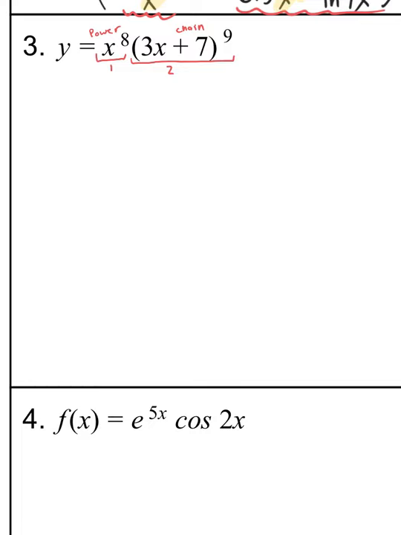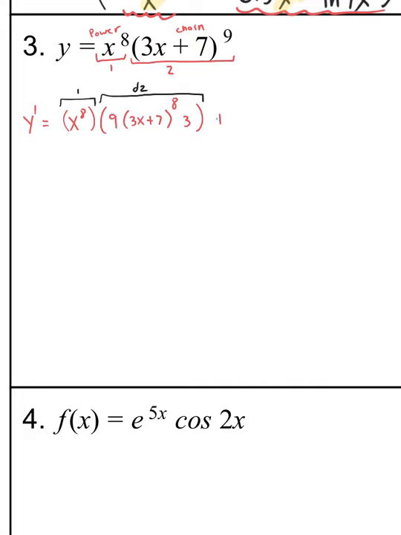So y prime, the first function as is, x to the 8th. The derivative of the second function: the derivative of the outer is 9 times something to the 8th. The inner as is, 3x + 7. The derivative of the inner is 3. Alrighty, so if we label our parts, this right here is the first function as is, and this whole thing here is the derivative of the second, d2.